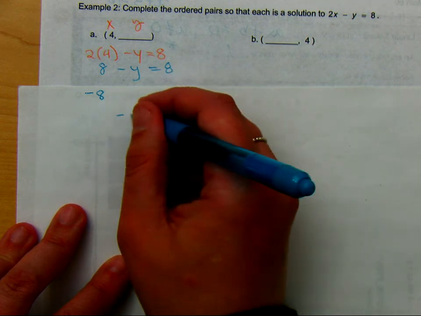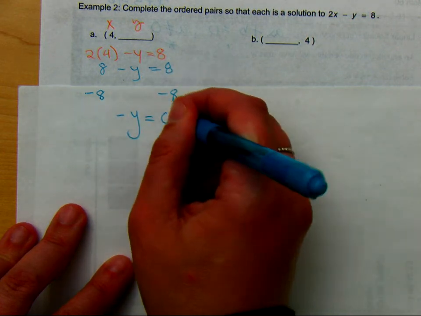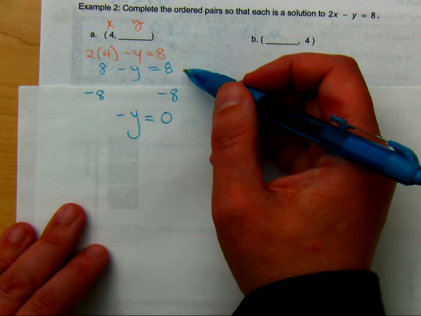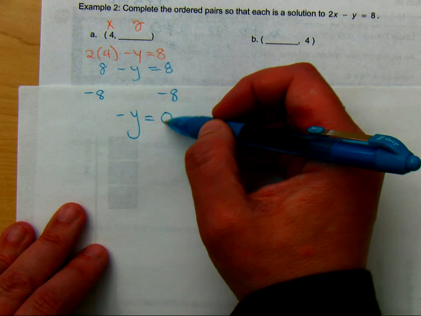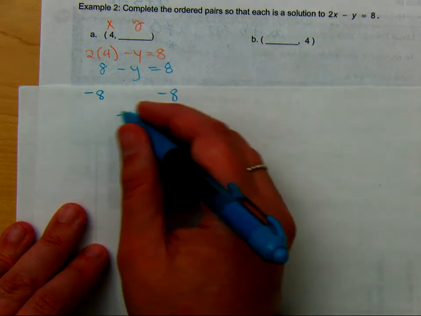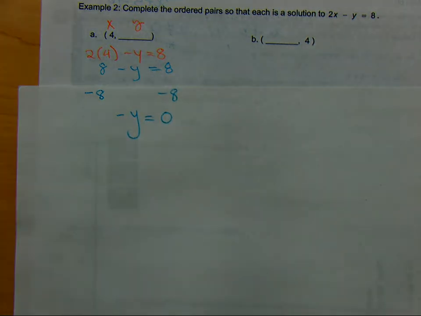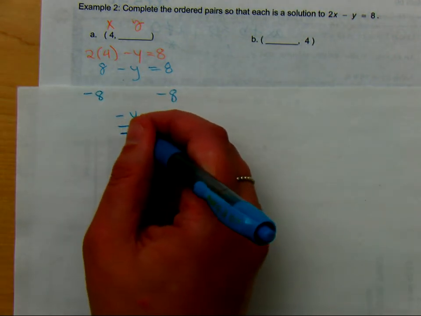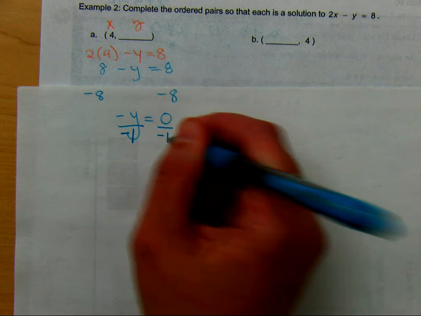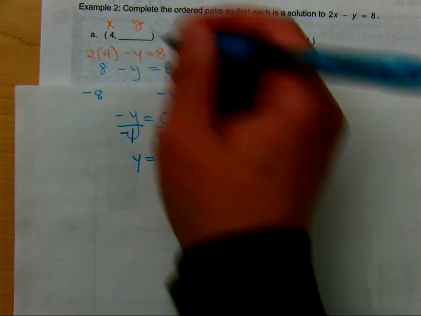Yeah, so I get negative y equals 0. Now, a lot of times this will throw people off because they're like, well, wait, if I get 0, what do I do? Well, you put the 0. Now, what could I do? Is y technically by itself? No. So what would you do to get y by itself? Divide by negative 1, and you get y still is 0.